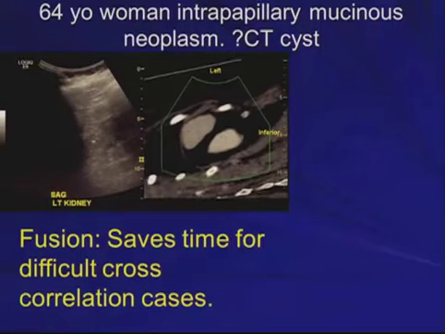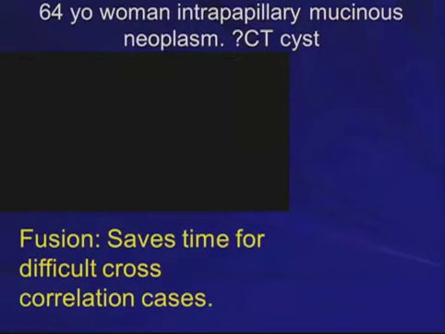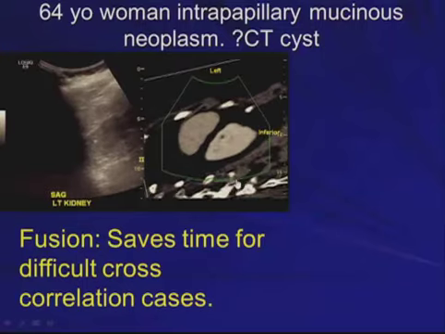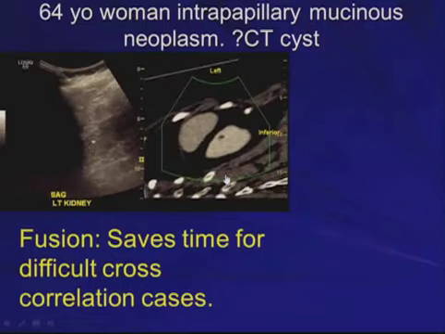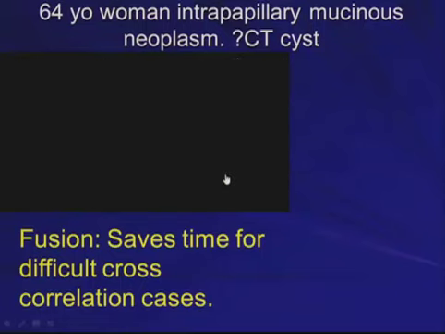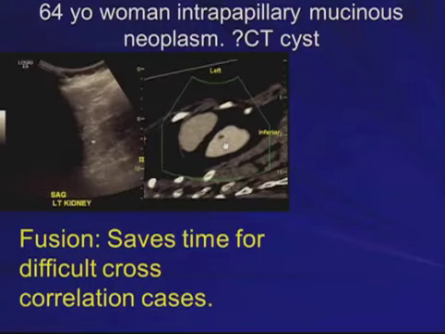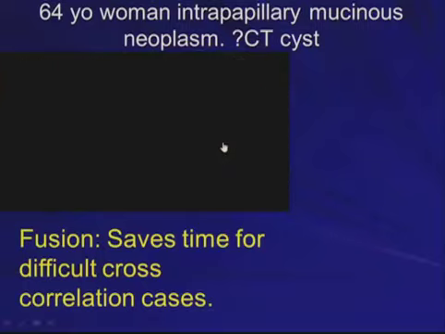Here's another case. A 64-year-old woman with intrapapillary mucinous neoplasm. And this is a situation to show that, you know what, you don't have to have beautiful pictures to make a point. In this particular case, my sonographer came to me and said, you know what, I can't find the CT lesion because it was such a small lesion, it's this thing here on CT, that they were asking us to take a look at it to tell whether or not it was cystic or solid, and she couldn't find it.